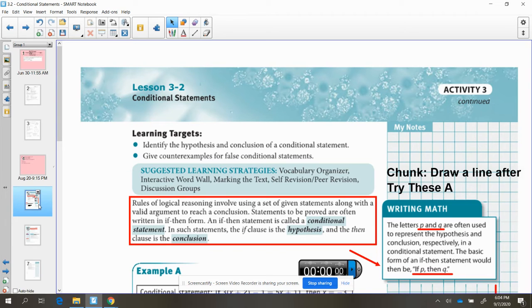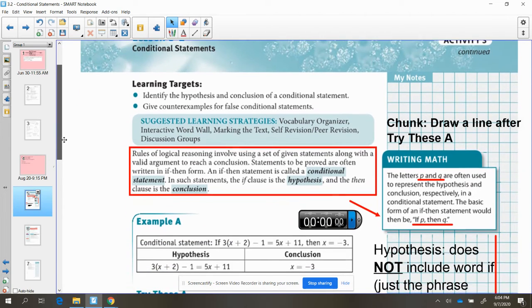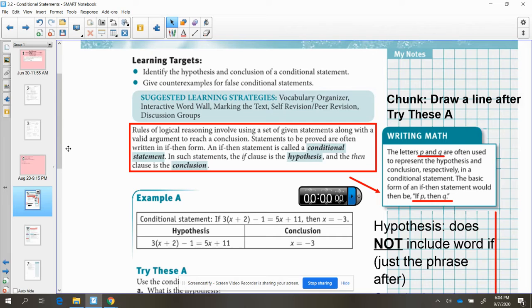Now, two things that we're going to talk a lot about today are finding the hypothesis and the conclusion of a conditional statement, as well as counterexamples of conditional statements. Now, the first thing you're probably saying is, what is this conditional statement thing? A conditional statement is a statement that is written in an if-then format. So, for instance, if this happens, then this happens, okay?